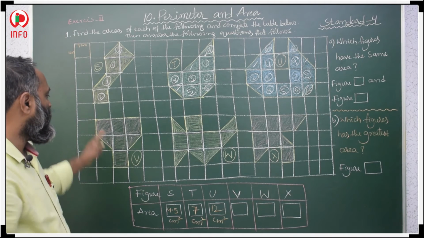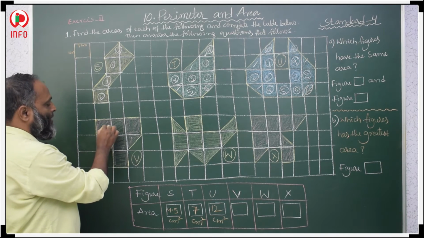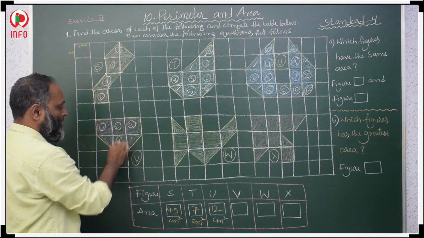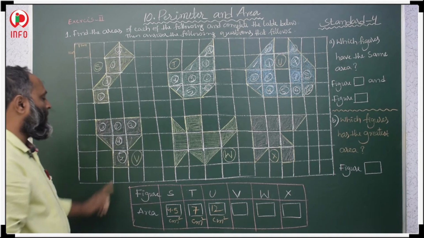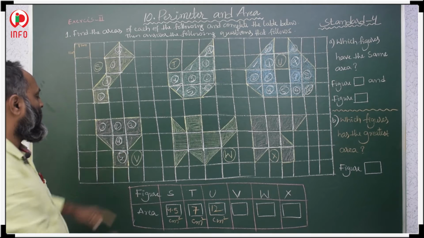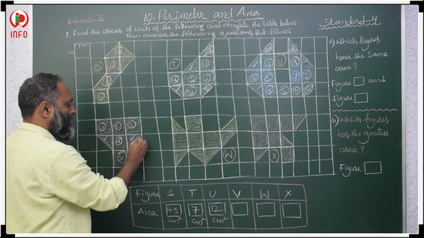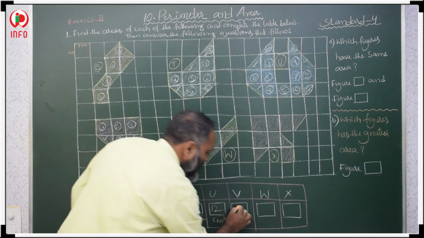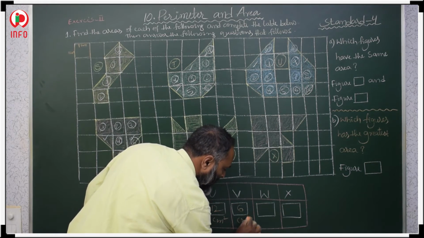Next, here first we count squares. First complete square, second, third, fourth and fifth. 5 complete squares, here half, here half. These two halves make the sixth square. Total 6 centimeter square area.